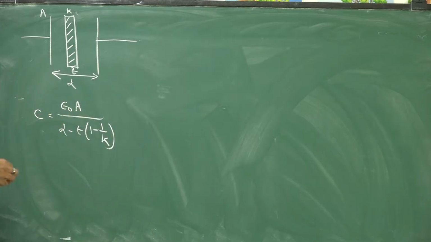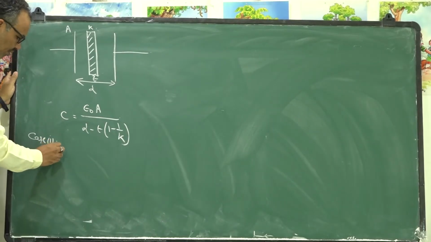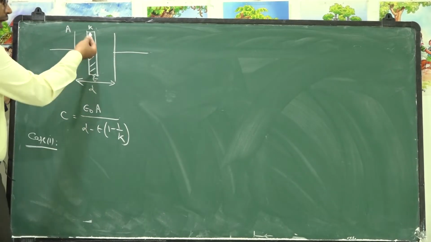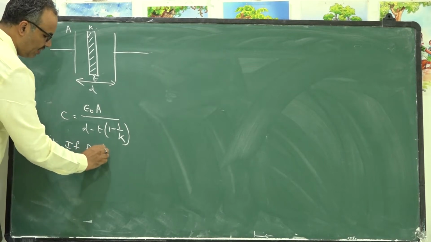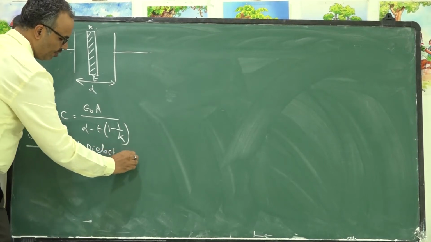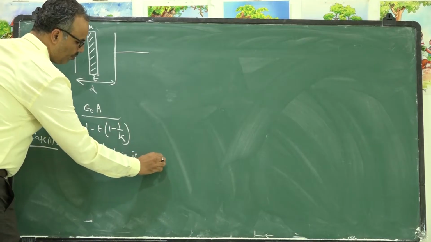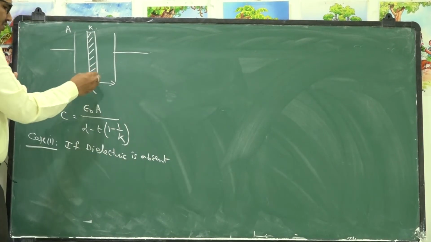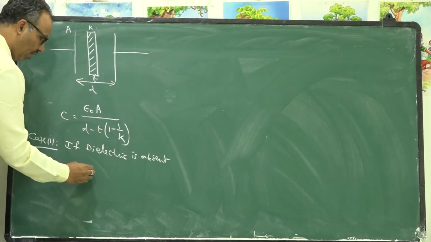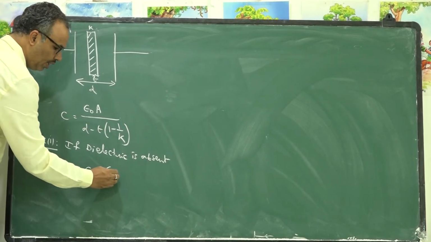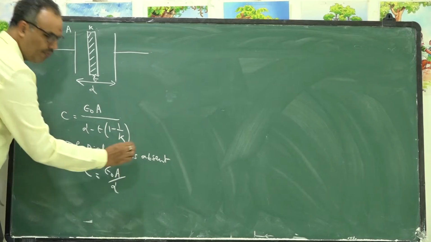For example, case 1. If the dielectric is absent, the thickness of the dielectric you can take as 0. Then what is the formula? C = ε₀A / D.